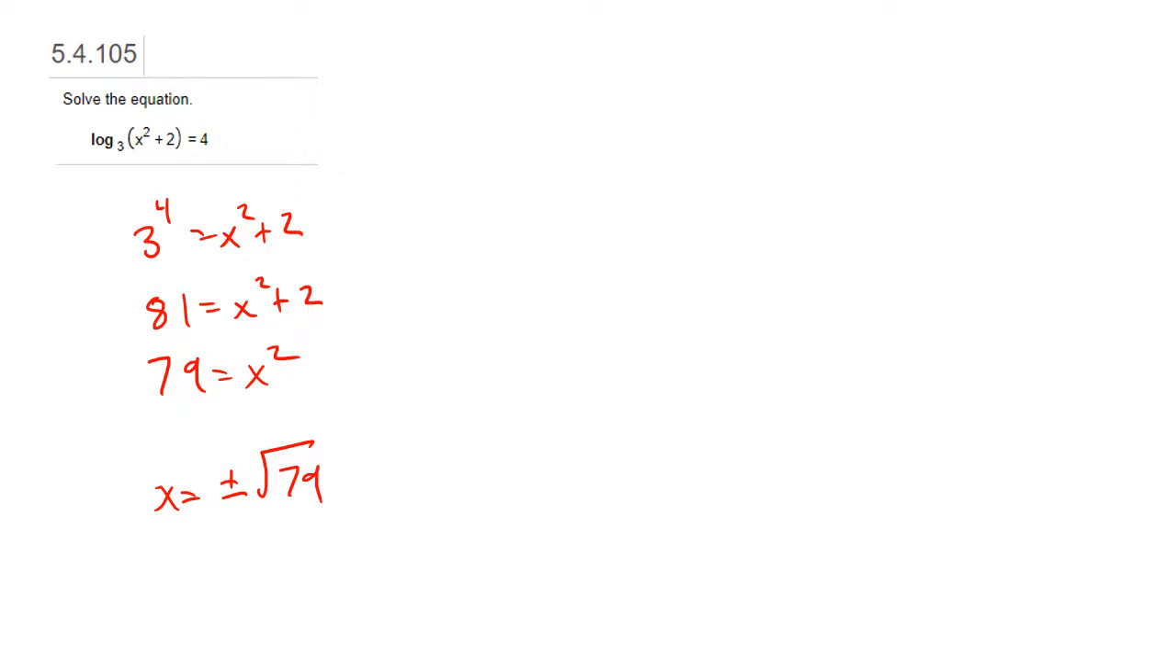Now, logarithms do not have a domain of all real numbers. Okay, the domain of any logarithm is positive numbers, because remember, logarithms are inverse functions to exponentials, so the domain of a logarithm is the range of an exponential, and exponential functions have a range of positive numbers. Therefore, logarithms have a domain of positive numbers. So we want to be sure that we actually have two distinct solutions here. So let's just check, are both of these in the domain?